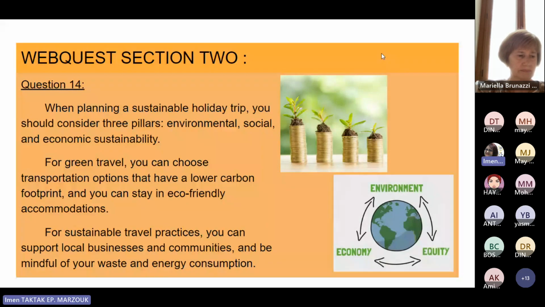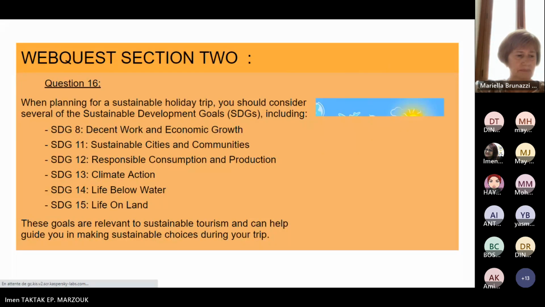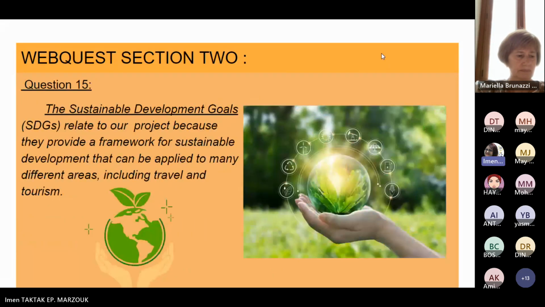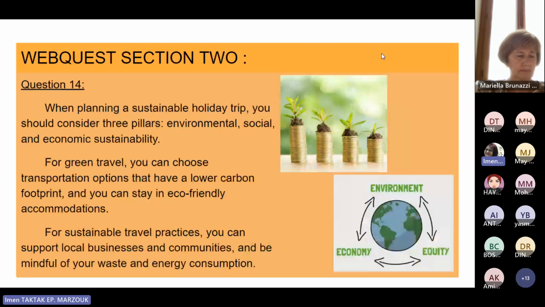Okay, so we are still in section 2. If you want to continue, or I can give the floor to Yusuf or another one. Yes, teacher, I can continue. Thank you, Yasmin. You're welcome.